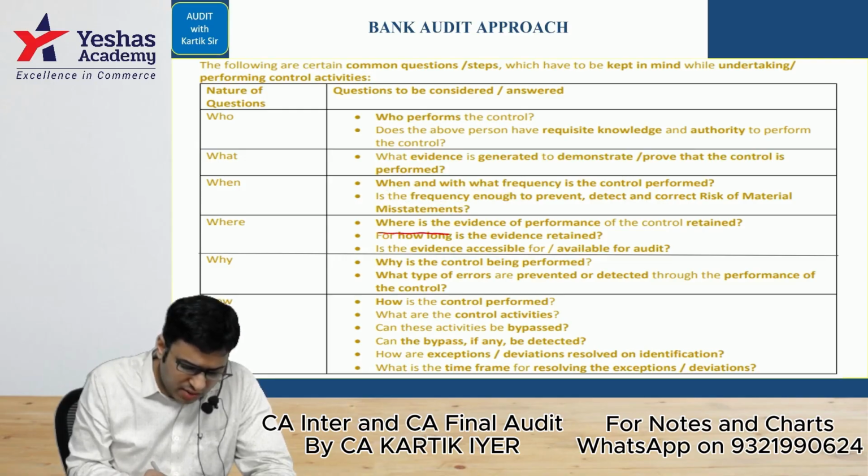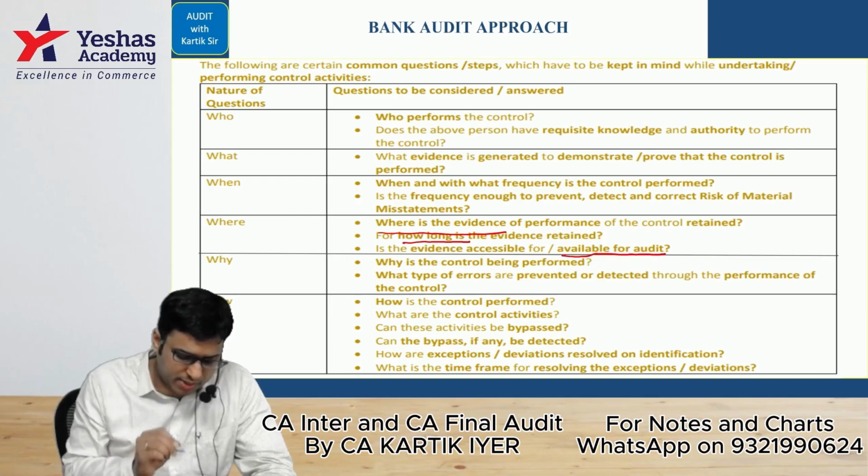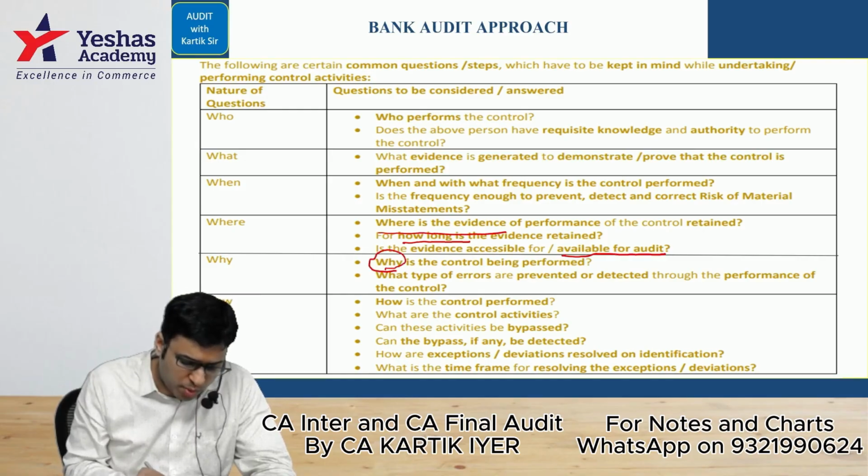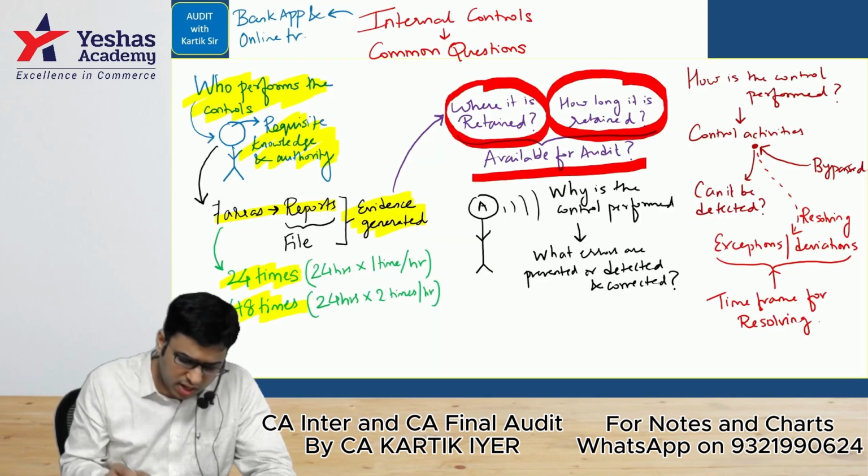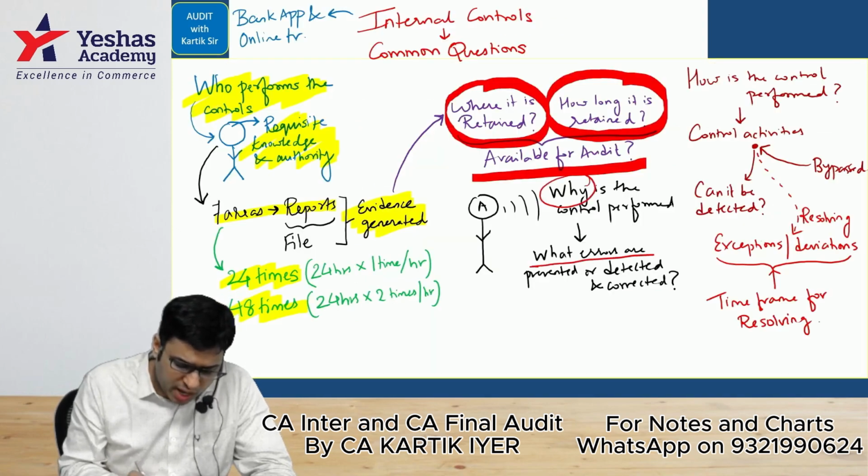Where is the evidence retained? For how long is it retained? And is it available for audit? This is basically this area. And after that, we saw why is the control performed, what errors are prevented and or detected. So that is exactly what we saw here. Why is the control performed and what errors are prevented, detected, and corrected.